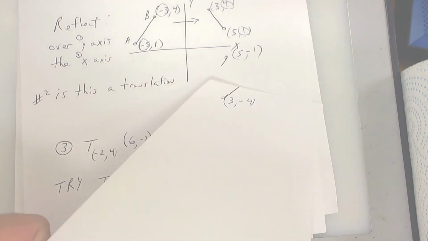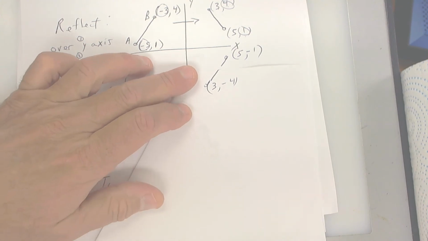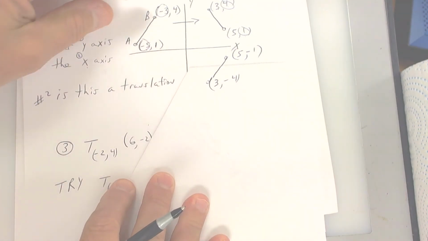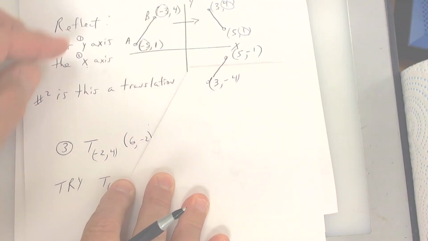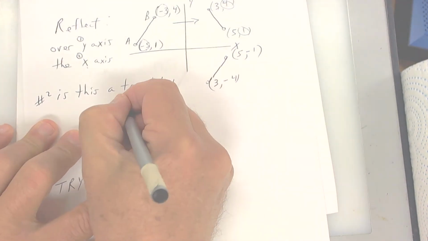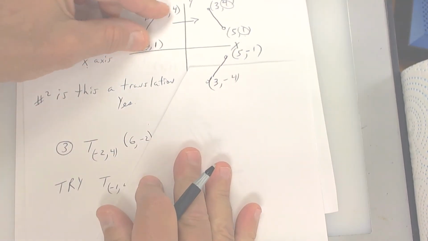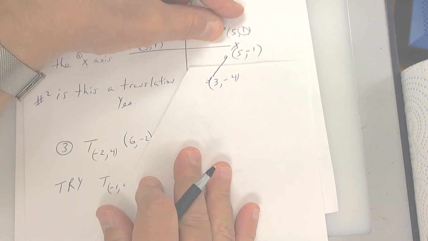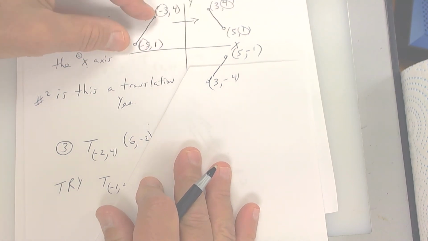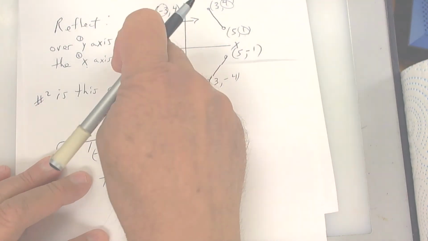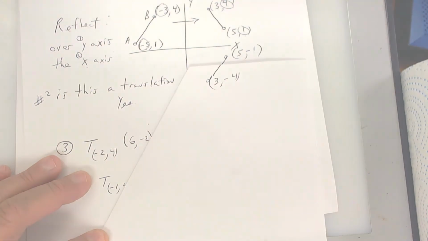Let's see. Well, think about that. Yeah, I could take this and slide it over here. So I'm going to say yes. This one is not a translation. So if I slide this over here, that's not a translation. But if I double flip it, it is a translation. If I single flip it, it's not a translation because it changed position.